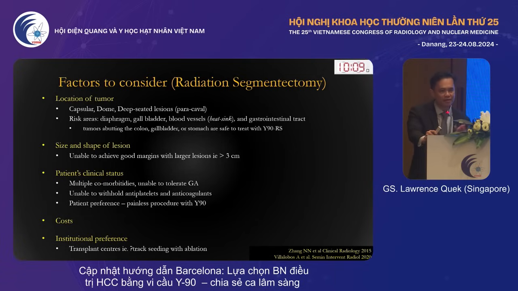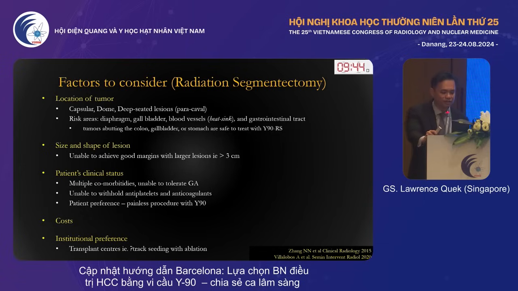You really do want to get up to 1 centimeter around the tumor of normal liver when you do your ablation, to ensure that you don't come back with a recurrence. Now, with Y-90 delivery near the diaphragm, gallbladder, blood vessels, and gastrointestinal tract, at the end of the day, it's actually relatively safe. So even if you give a high dose, you're not going to affect the adjacent organ that much.